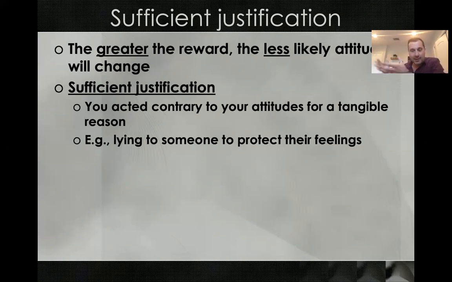So contrary to a lot of popular belief, the greater the reward that people get, the less likely attitude is to change for that behavior.